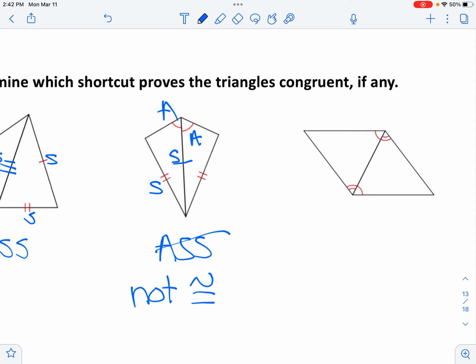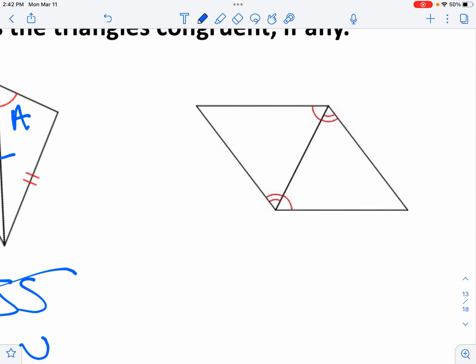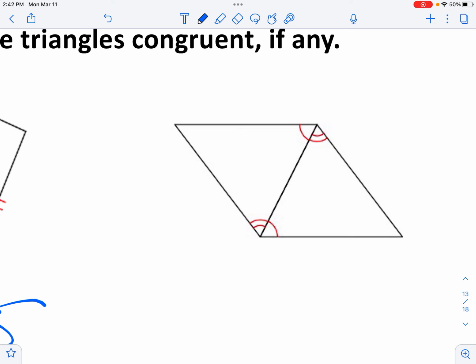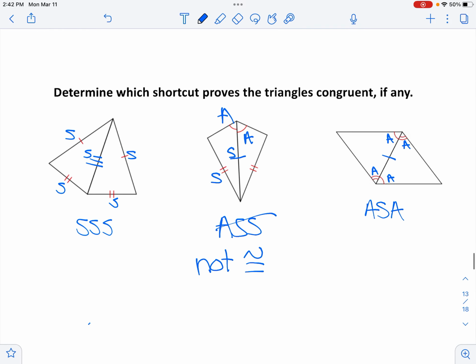Okay. And then this one, let's see, we've got an angle, they share a side, and an angle. And then angle, share a side, and an angle. So angle, side, angle. Okay, so there we go. That's just practicing using those things.